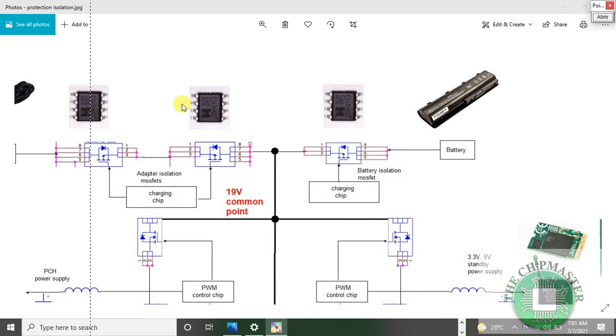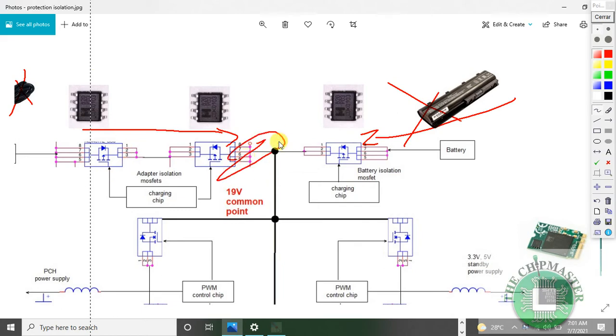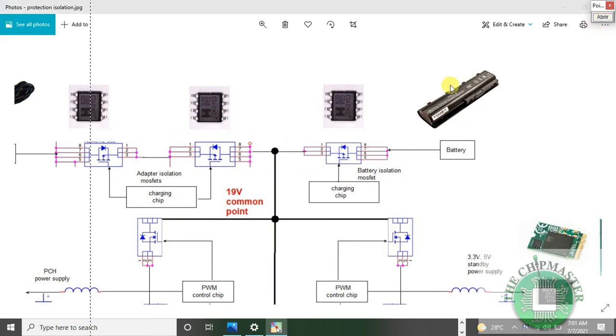All right, so these are your MOSFETs in physical appearance. And if the adapter MOSFET, as I said before, lets the adapter voltage and battery voltage meet, then that will immediately burn the battery and burn the adapter. So that is why you need to isolate and protect your devices. All right, so that is the purpose of the isolation and protection MOSFETs.